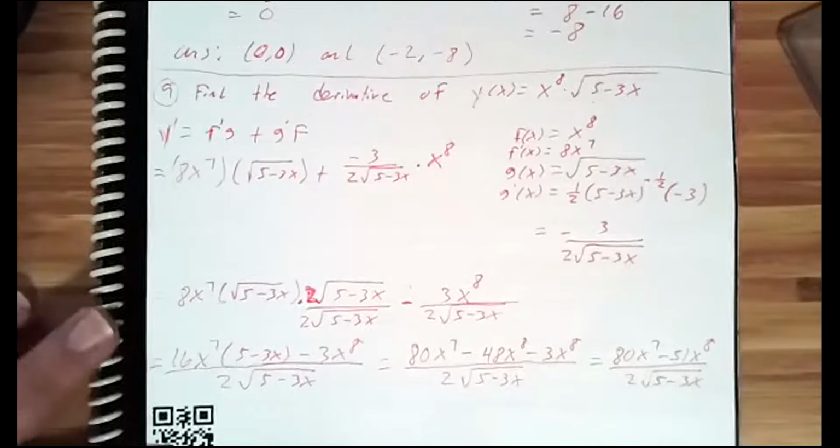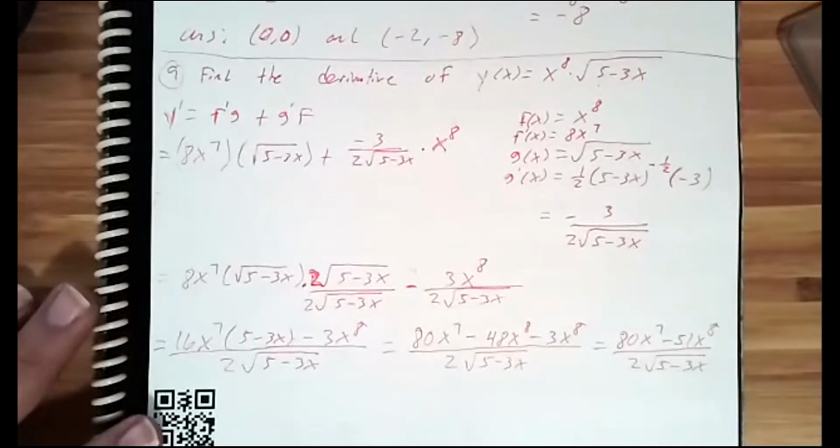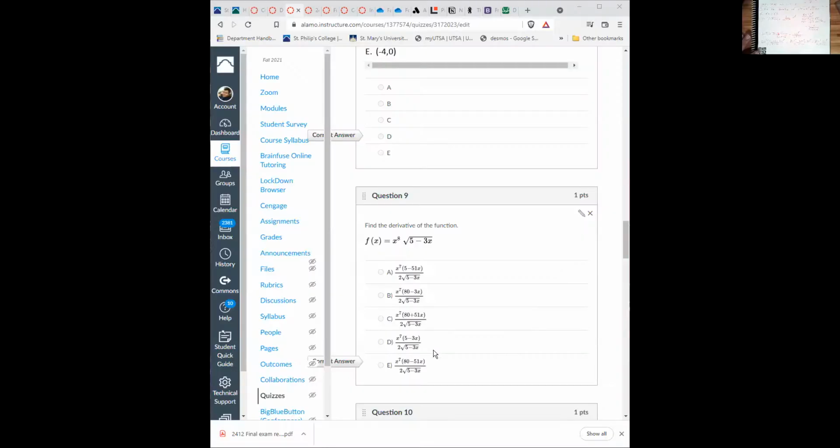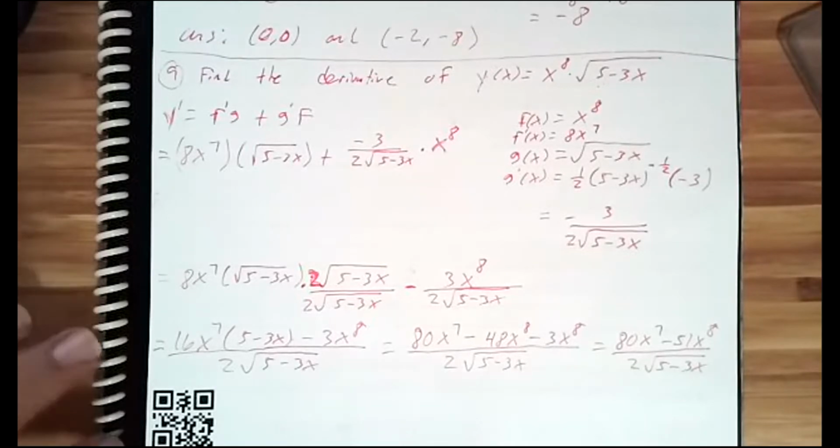Okay, finally, looks like the answer will be D. See how they combine into one fraction and then they factor the top. So if I factor x to the 7th, I'm going to have this. But if you show all your work and you pick the wrong answer, who cares? Just make sure your work is good.